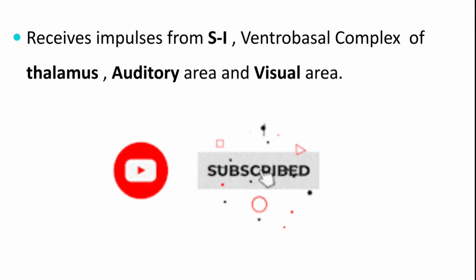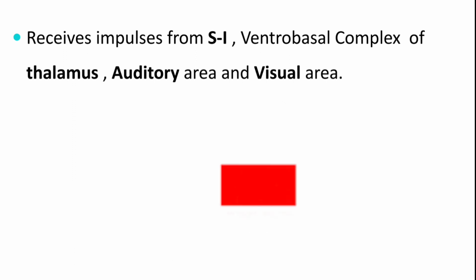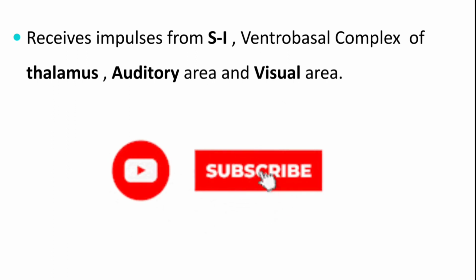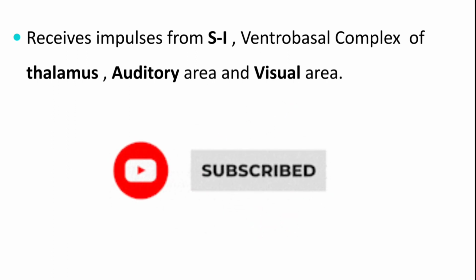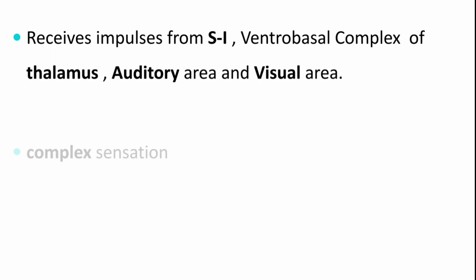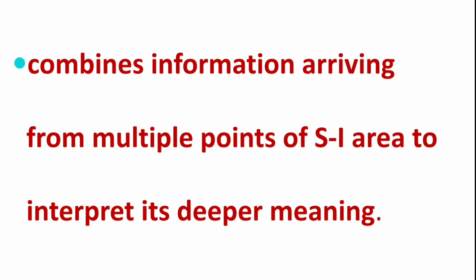Somatosensory association area receives impulses from S1, ventrobasal complex of the thalamus, and from the auditory area and visual area. When this area is electrically stimulated, an awake person feels complex sensations, such as the feeling of a knife or a ball. This area combines information arriving from multiple points of the S1 area to interpret its deeper meaning. So this is the function of somatosensory association area.